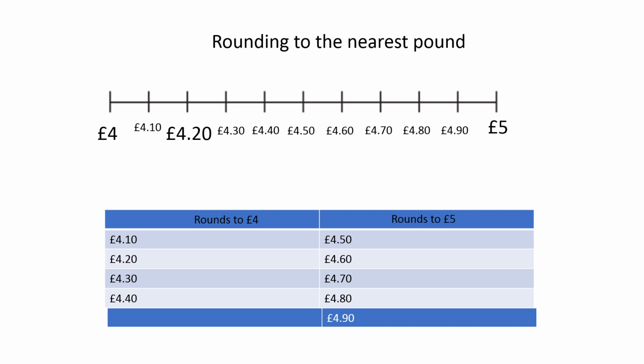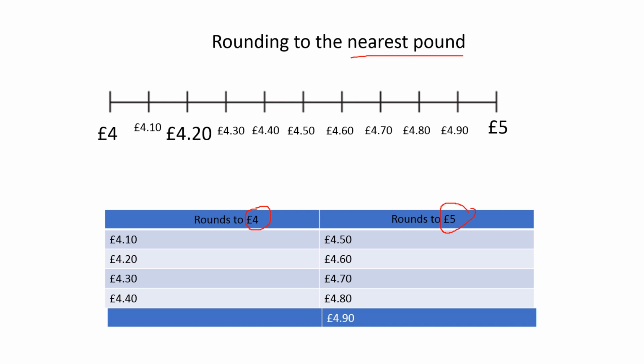Now we have the same number line over here, and let's round. We're going to be rounding to the nearest pound. So which amounts over here round to £4, and which ones round to £5? Now if we recall, if it's 5 or more, you round upwards. So over here you round up to the nearest pound, and if it's less than 5, you will round down to the nearest pound.